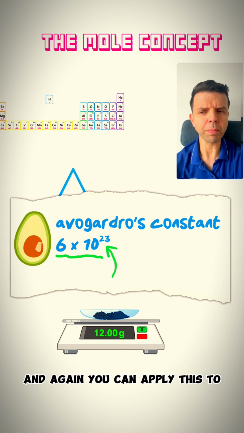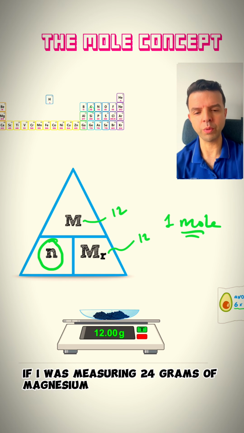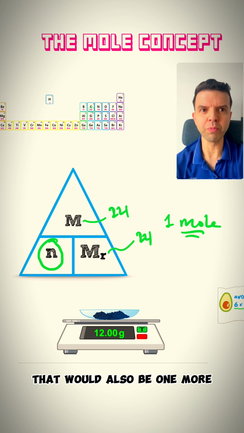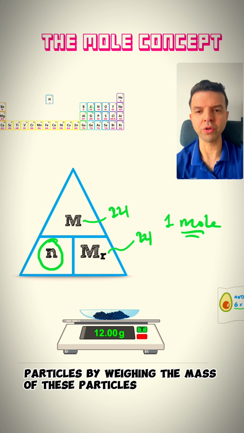And again, you can apply this to any element of your choice. So for instance, if I was measuring 24 grams of magnesium, that would also be 1 mole. So this makes it very easy for us to count any type of particles by weighing the mass of these particles.